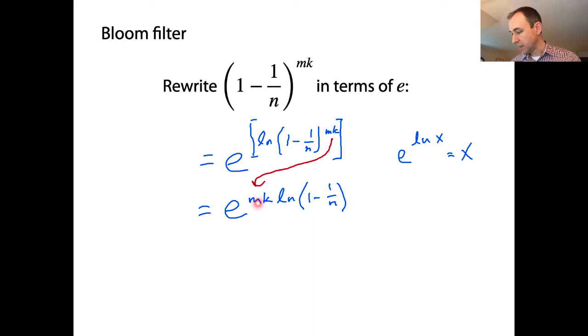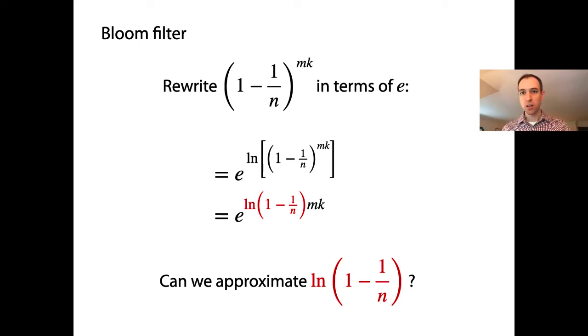I've got e to the mk. The tricky part is the natural log of 1 minus 1 over n. If we could make that simpler and it turned out to be a simple function of n, then we would have a pretty good expression at the end of the day. We'd have e to the m times k and then hopefully some simple function of n. So how do we attack this natural log of 1 minus 1 over n? We try to approximate it.